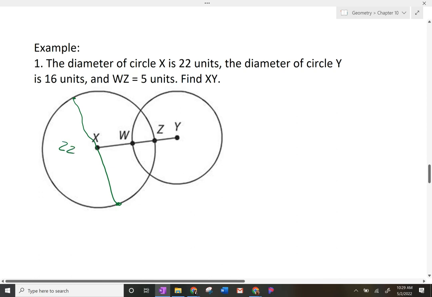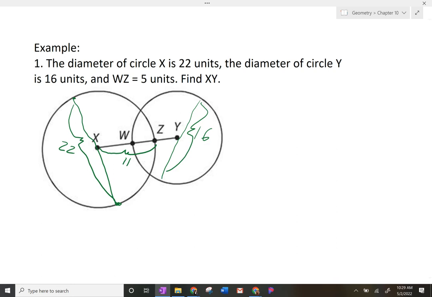If the diameter is 22, what is the radius? 11. So I know that the distance from here all the way to here is going to be 11. It's saying the diameter of circle Y, I'll draw that line here, is 16 units. So what would the radius of circle Y be? 8, because you just divided it by 2. That means this distance here is going to be 8. You guys have those numbers, so I'm going to erase the diameter stuff so it's not as overwhelming for you.